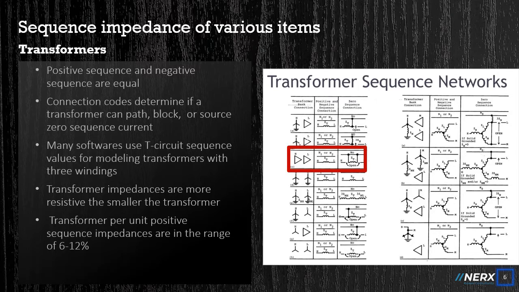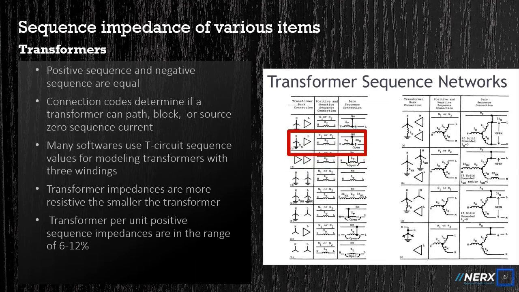If a transformer blocks zero-sequence current, like with a delta-delta transformer, zero-sequence current can't flow through it. This is represented in the zero-sequence network as an open circuit. If it paths zero-sequence current, like with a Y-grounded transformer, zero-sequence current can flow through it. This is represented by a series impedance in the zero-sequence network.